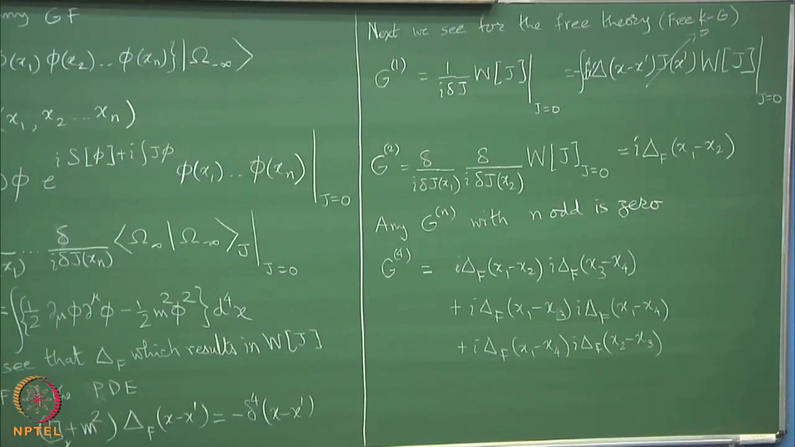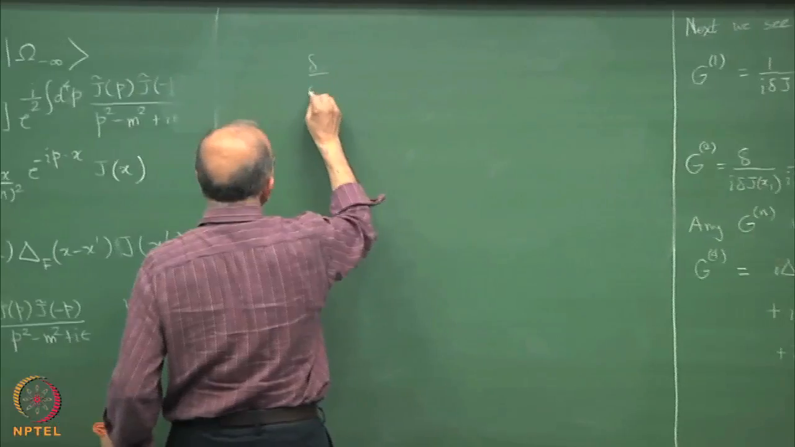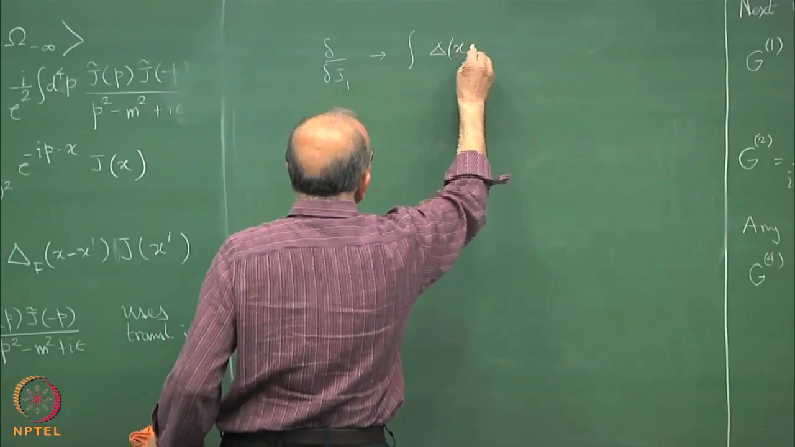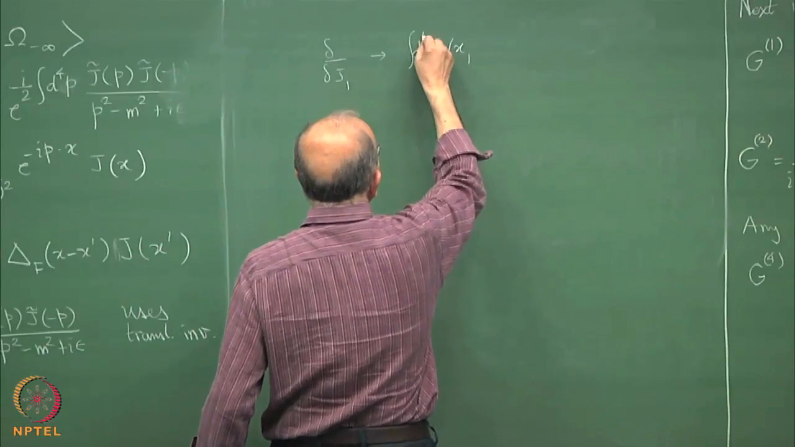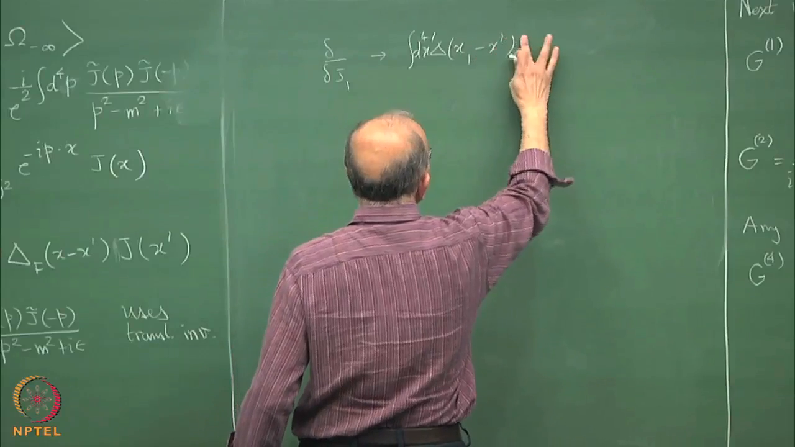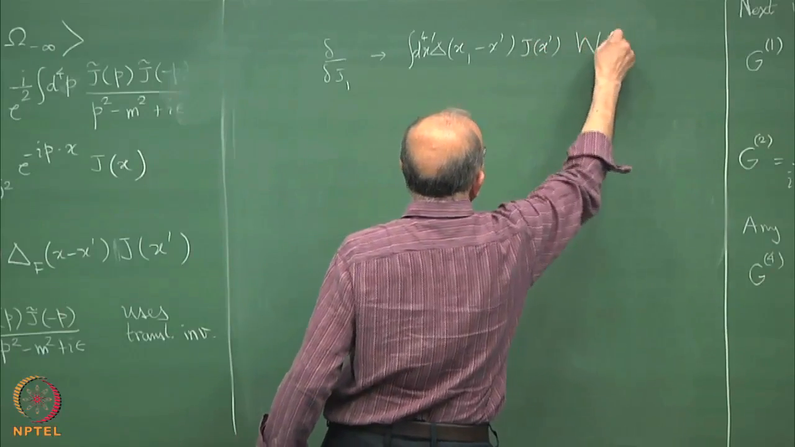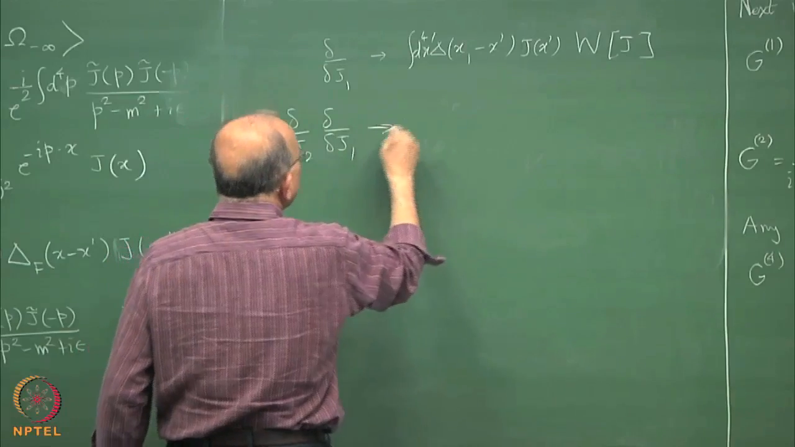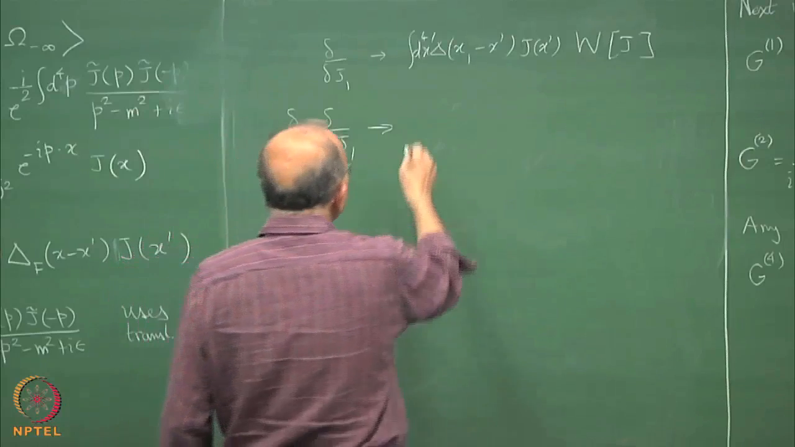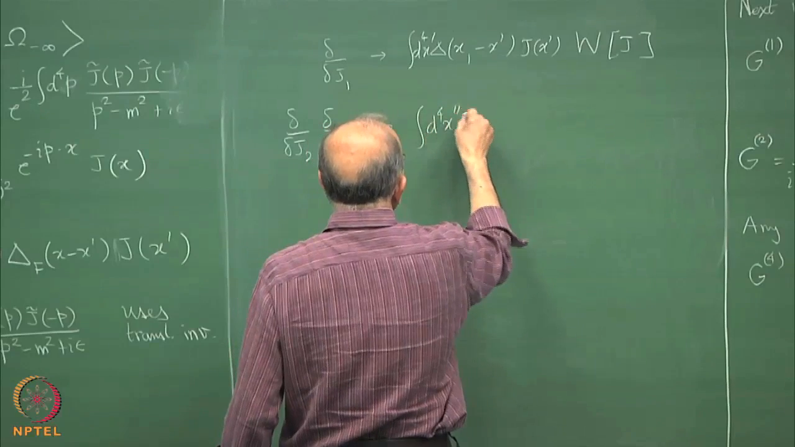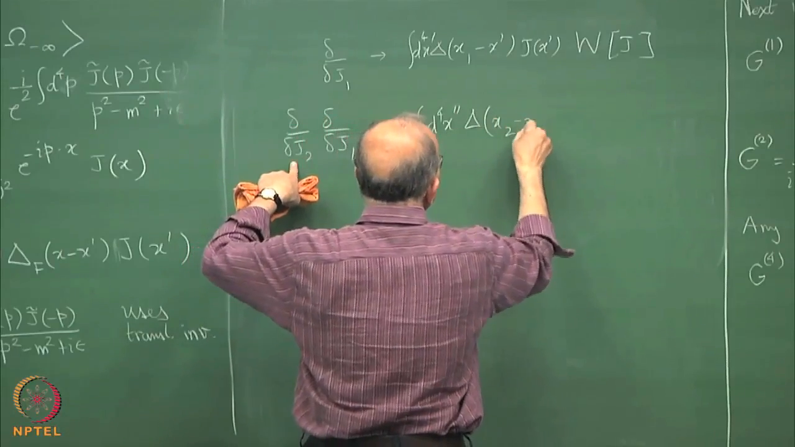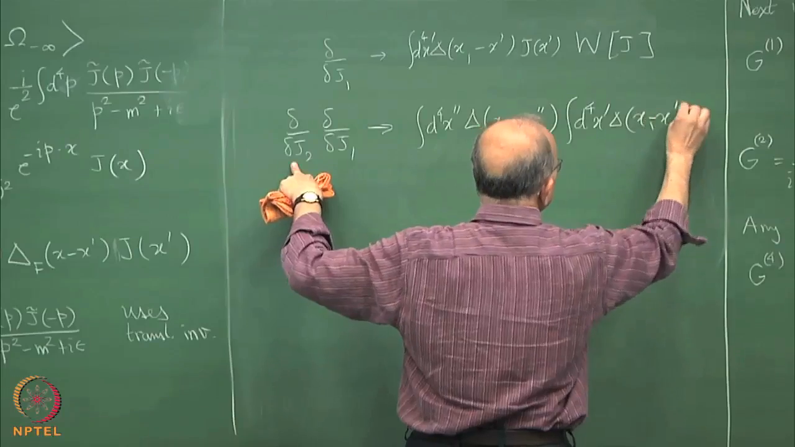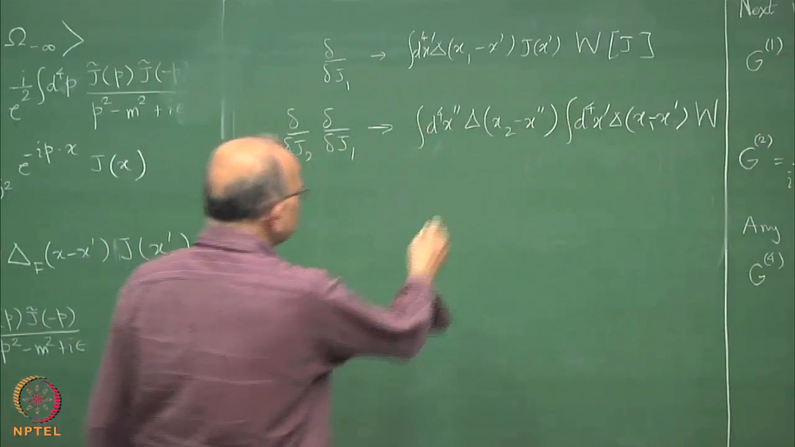But what we do is we represent this diagrammatically. So when you do d by dJ1, let's say, you will bring down an integral delta. Now all you know is you have a d4x prime delta of x1 minus x prime times J of x prime and times the W of J. When you vary twice, and have not set J equal to 0, you could end up with d4x double prime delta of x2 minus x double prime, integral d4x prime delta of x1 minus x prime times W, and the J's, of course, the Jx.